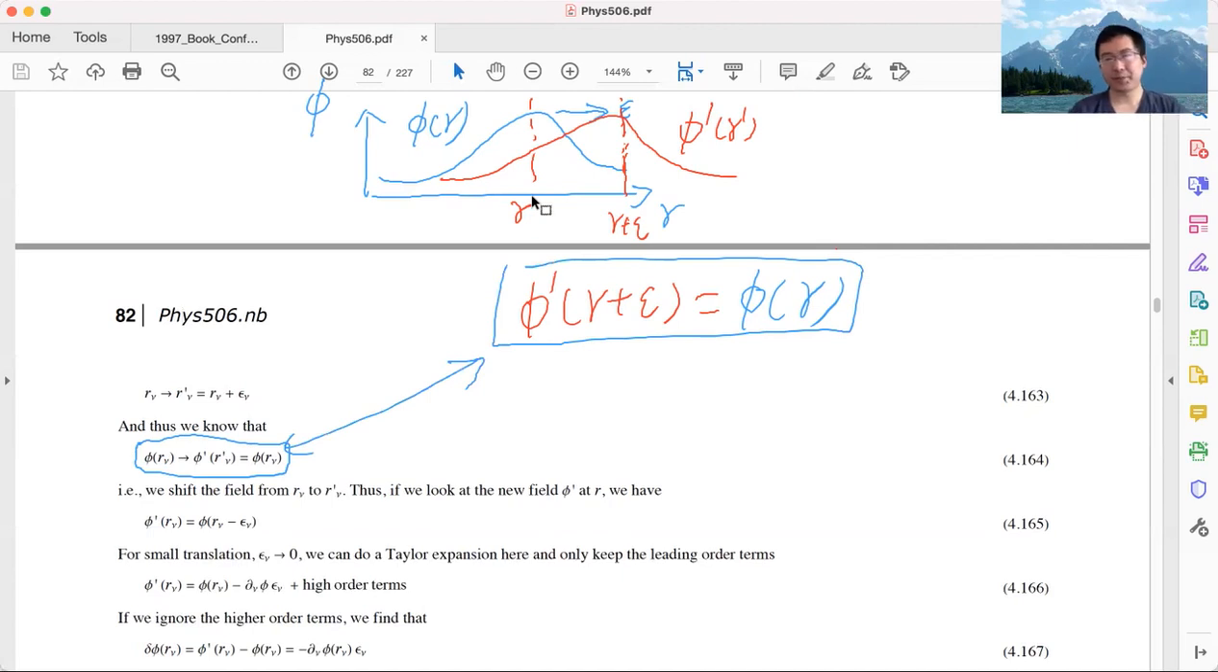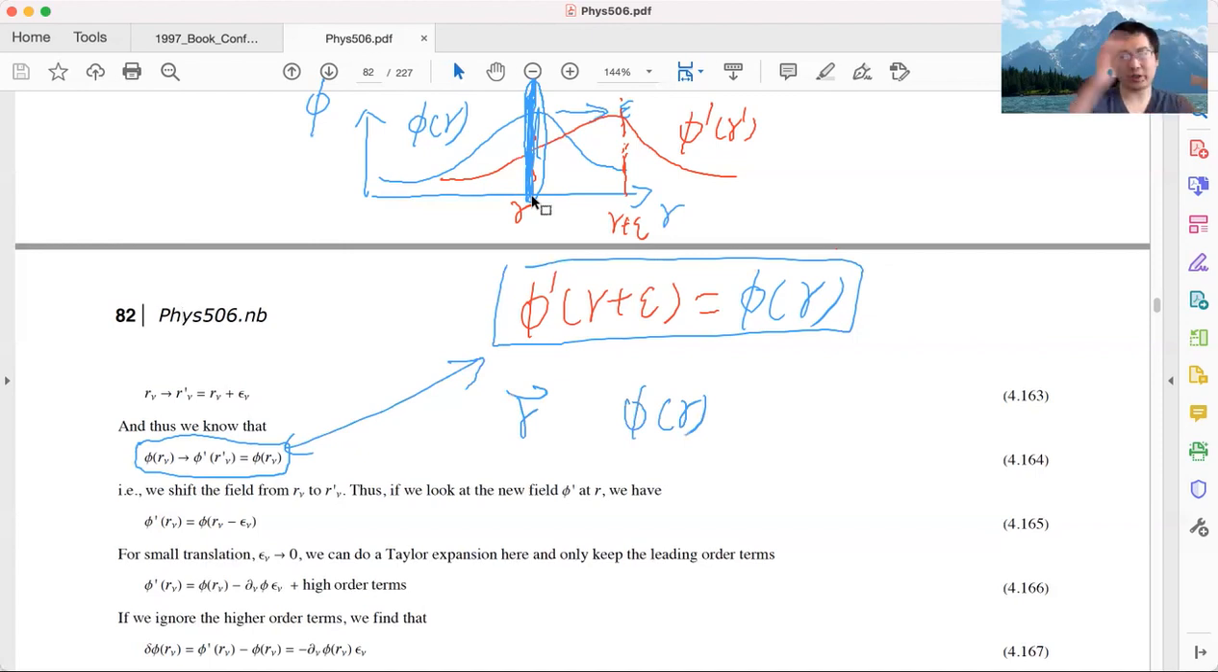Okay, but that is not exactly what we want. What we want to look at is the change of phi at the same spot. Okay? I don't care about what this function looks like at the new point. I want to understand the change of phi at the same spot. If I look at the same spatial point, same point r, before transformation, the value of the function is phi r at this point.